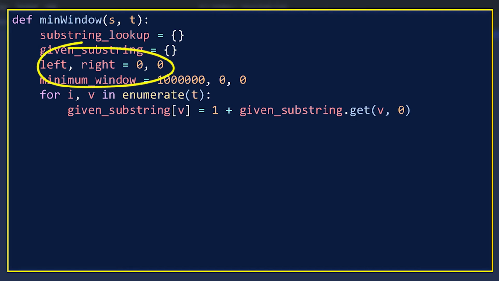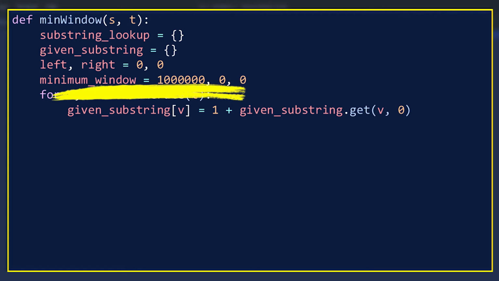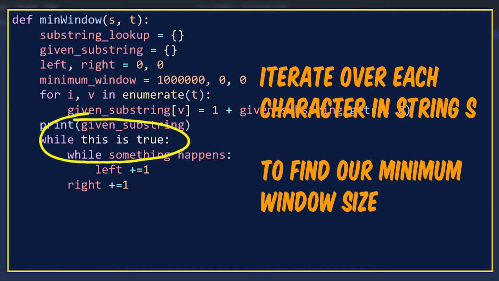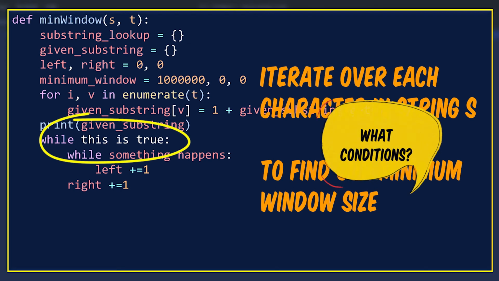and so we have a left pointer and a right pointer. We also save our window size along with the pointers in a tuple. We will start with two loops, one to iterate over each character and a second one to determine our window. So what conditions can be used to get there?